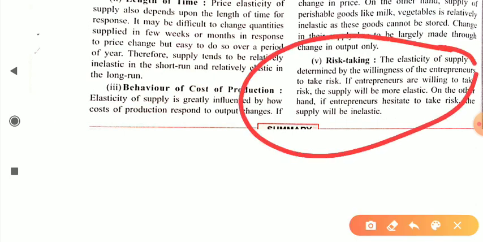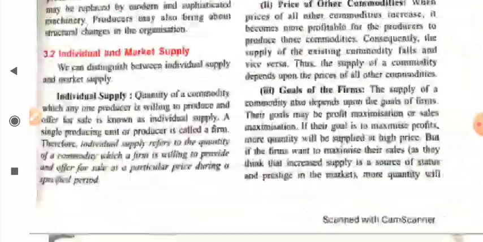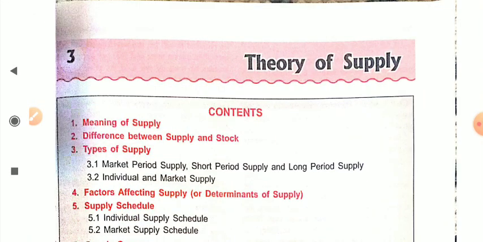So it totally depends upon the entrepreneur. If he is willing to take risk, then supply is more elastic, and if he is not willing or hesitates to take risk, then supply is inelastic. So student, that's it for today. We have finished our chapter at this point of time. So our theory of supply is completed.